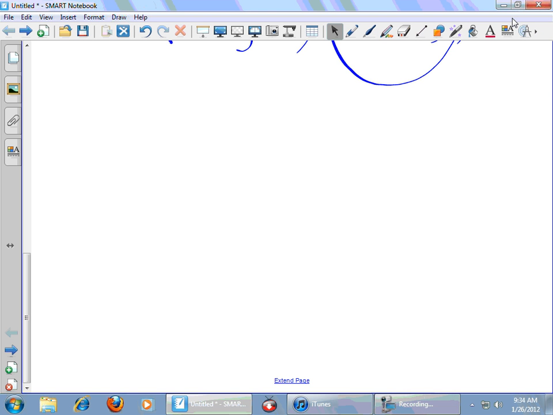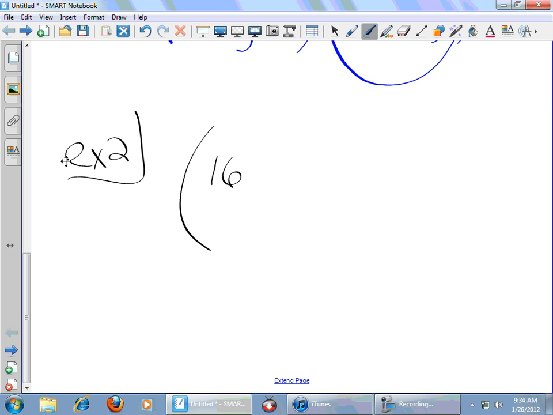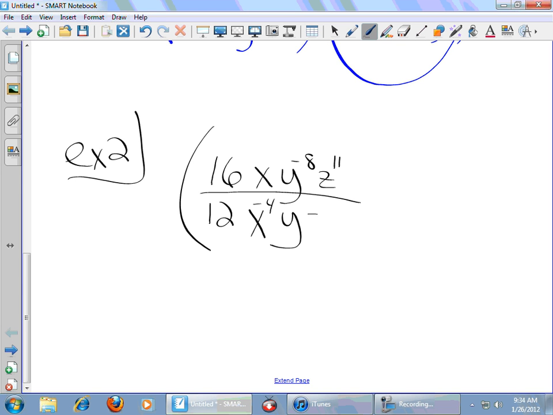All right. So here's example number 2. I want you to try it on your own. And let's go with 16 x y to the negative 8 z to the 11th over 12 x to the negative 4th y z to the 15th. And we are going to raise that to the negative 3rd power. All right, go ahead and pause the video. When you're done, you'll watch and see my solution.